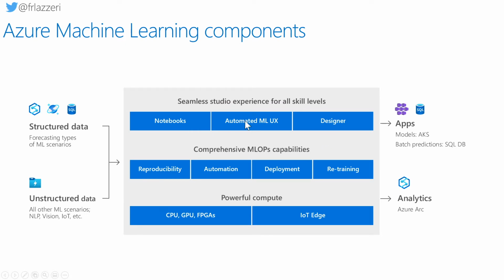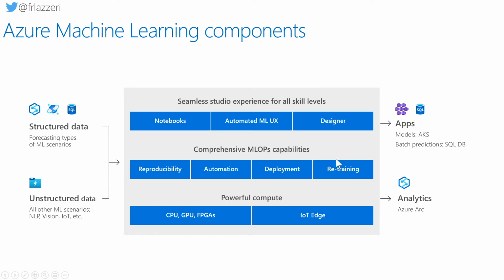And then when you get to the machine learning part, what we're going to see today is that again you have multiple options. Notebooks, these are Jupyter notebooks that you can use if you want to code in Python or R, automated machine learning, and Designer. These are the three different options in terms of authoring tools. And then there are also different MLOps capabilities, such as reproducibility of your models, automation of your pipelines, deployment of your machine learning solution. This is the operationalization part. And then the retraining part.